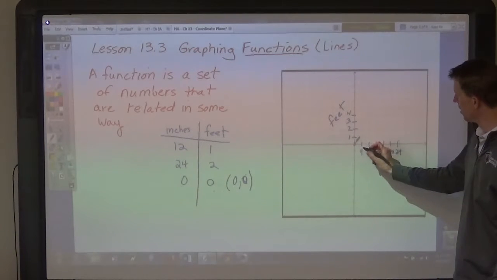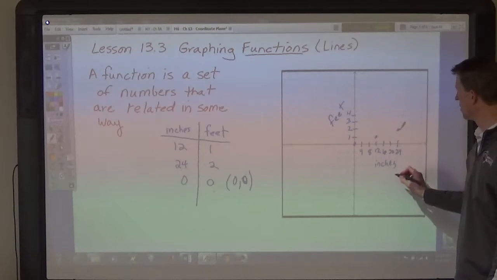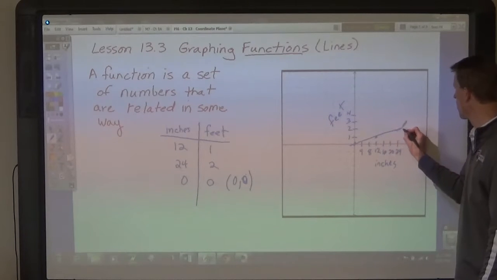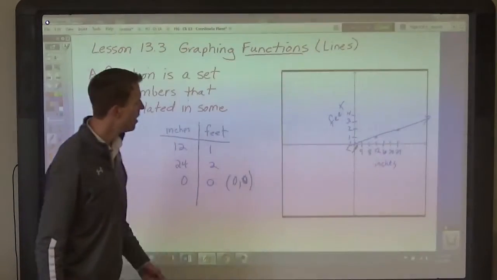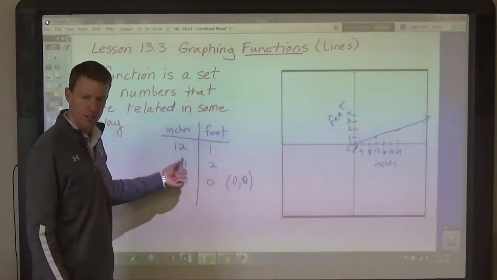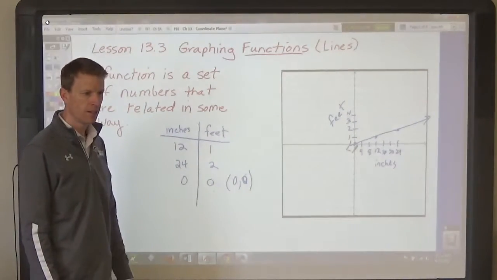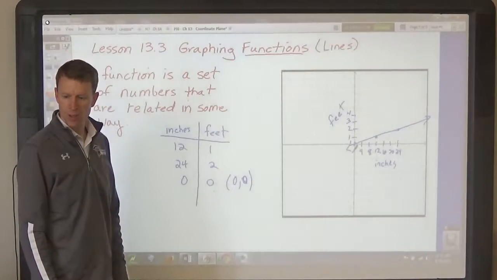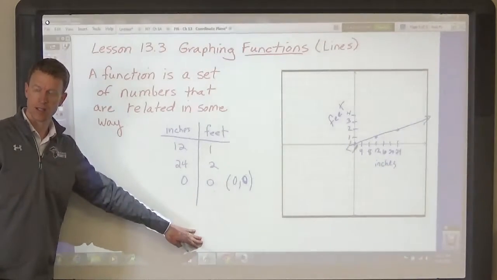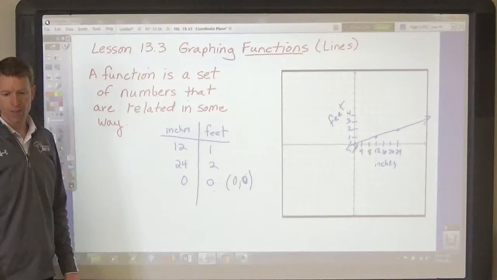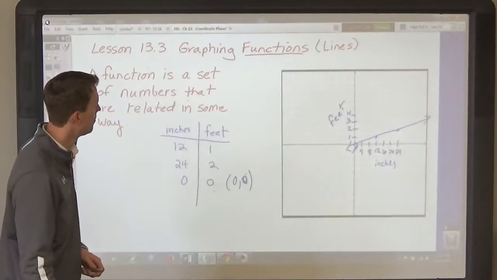Here's 0, 0. Here is 12, 1. Here is 24, 2. What do you have when you connect the dots? A line. We just graphed a function of inches and feet. Numbers that are related in a way. Okay? That's what we're going to be doing today. We're going to be looking at numbers that are written as a function and graphing them. And we'll be finding a missing value, looking for a pattern and then finding a missing value.